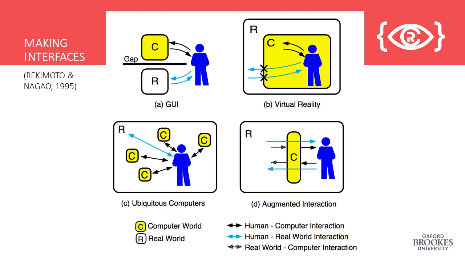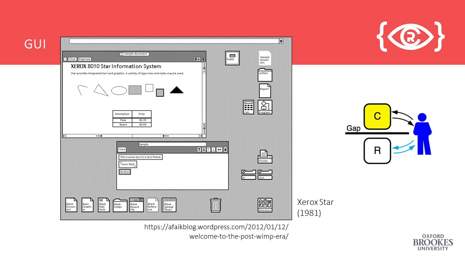Rekimoto and Nagao defined it as different types of interfaces. So if we look at the four essential types they distinguish, we have the GUI, virtual reality, ubiquitous computing, and augmented interaction. And they are all about where the computer is and where the real world is. So if we look at the graphical user interface, this here is one of the first graphical user interfaces, the Xerox Star, after which then Apple's operating system was modeled, after which then Windows was modeled. There is a gap clearly between the user interface, the computer, and the real world that needs to be bridged, and quite often that is where usability or user experience problems come from.